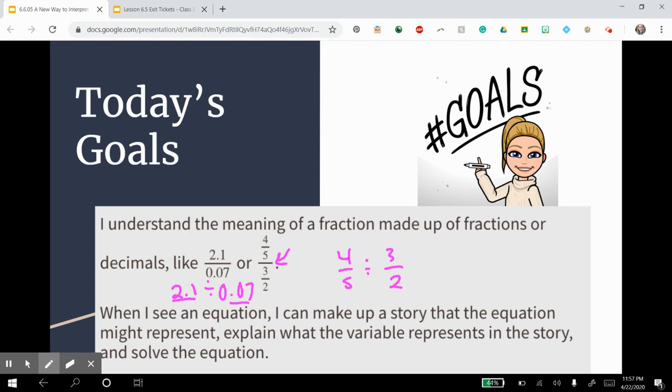When I see an equation, I can also make up an equation that might represent it, explain what the variable represents in the story, and solve the equation. So this is, again, what we were working on in Tuesday's lesson. So you get more chances to practice with that.